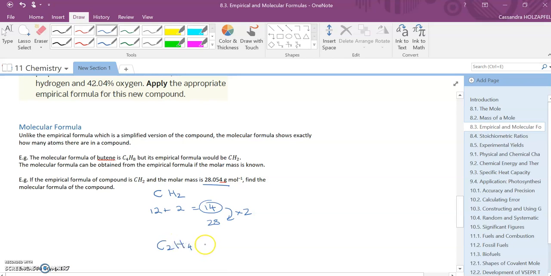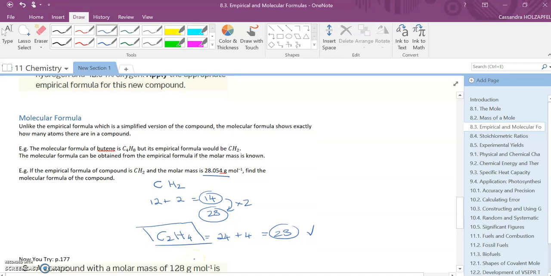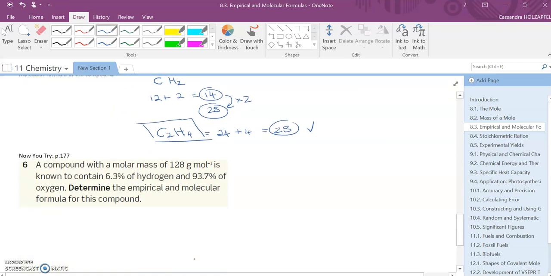Now let's go back and double check that the molar mass of that is going to be about 28. Remembering that carbon weighs 12 grams per mole, that's going to be 24 for the carbon, and then I've got an additional 4 for the 4 hydrogen, so that is going to be 28. That means the molecular formula of this particular compound is going to be C2H4.